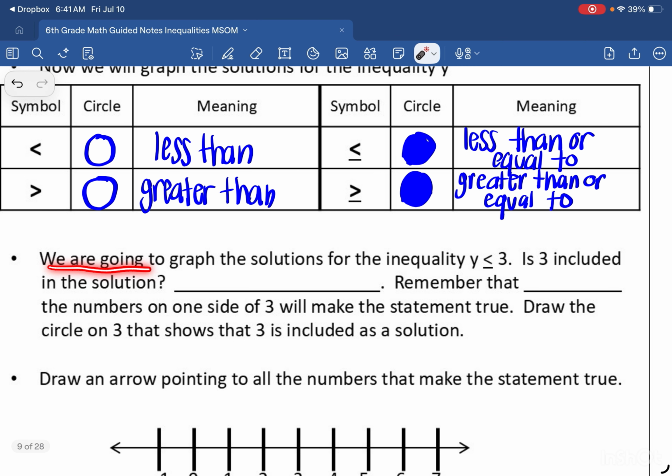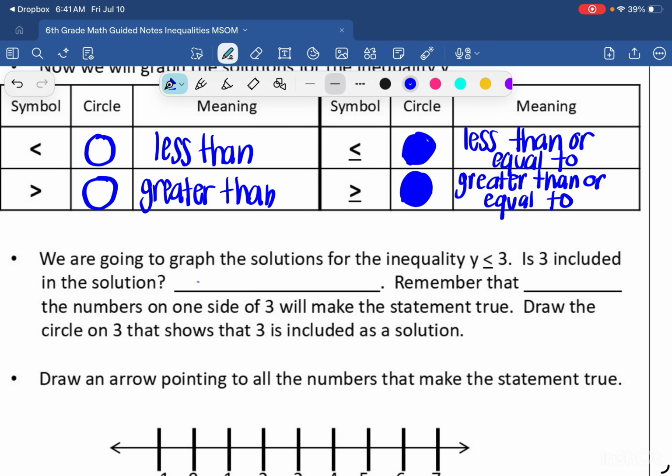Same thing with greater than or equal to, a closed circle, which is a circle colored in. We are going to graph the solutions for the inequality y is less than or equal to 3. Is 3 included in the solution? Well, y can be less than or equal to 3. So yes, 3 is included in the solution.